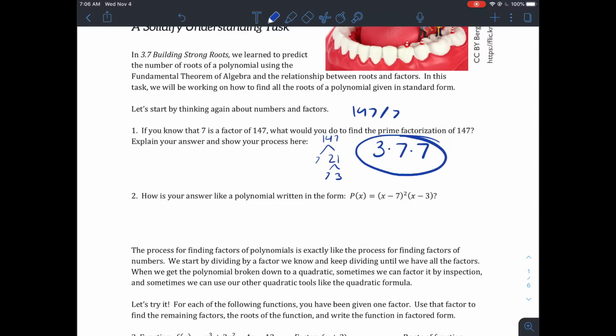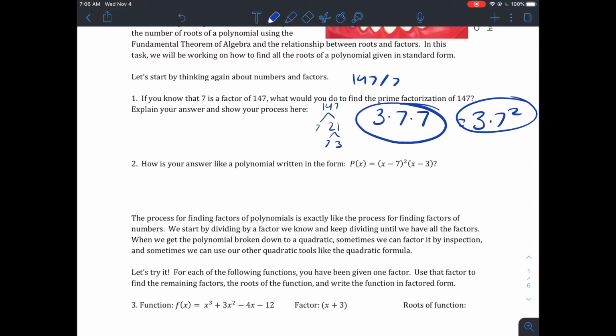So for number 2, it says, how is your answer like a polynomial written in the form x minus 7 squared, x minus 3? All right, so what that shows here, and actually we can go back to 1, we could also write this as 3 times 7 squared. Keep that in mind.